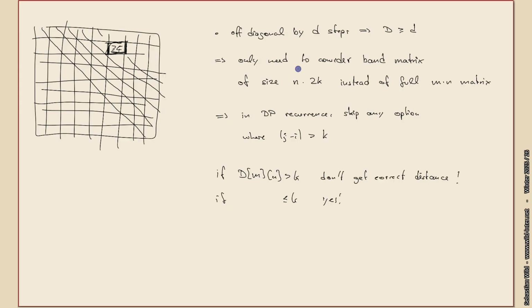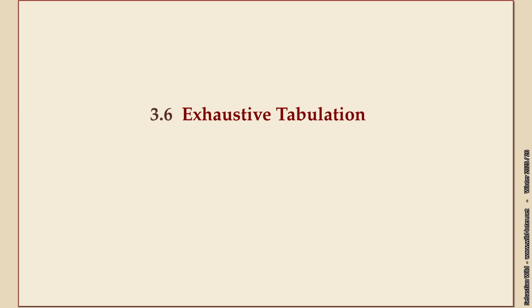Another option is to somehow play other tricks and try to speed up the general algorithm while not trying to avoid essentially filling the entire table. And what this exhaustive tabulation method is, can in essence be explained with a slightly different problem. Suppose we multiply Boolean matrices.